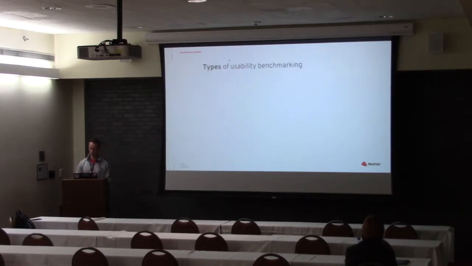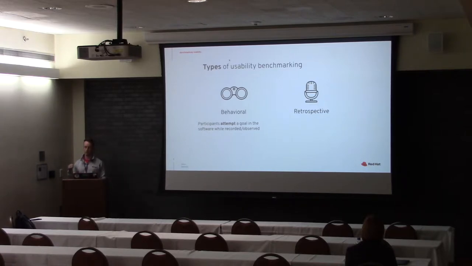So there are a few types of usability benchmarking. There's behavioral and there's retrospective, and these are two big buckets that we can categorize them into. So behavioral, we're actually watching participants attempt a goal in the software while they're being recorded, and we observe their behaviors or anything that happens while they're working with the software. So again, this is focused on behavior, and we're measuring the user actions as they move through the actual software.